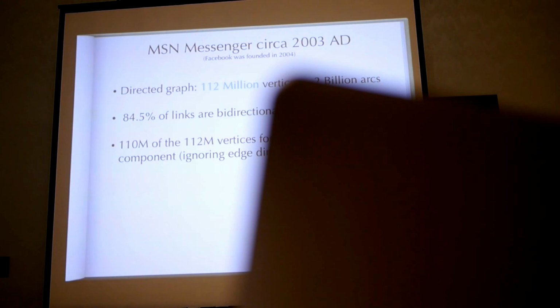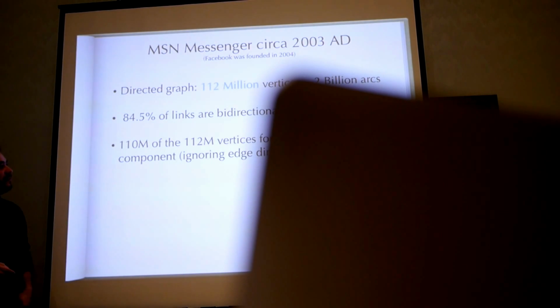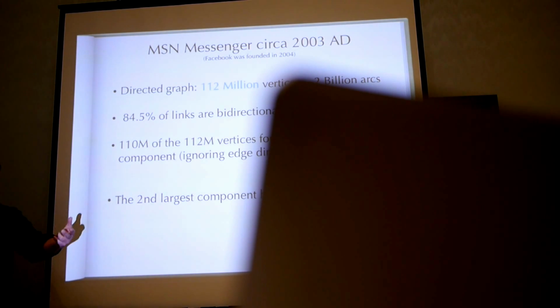Anyhow, there was a moment when Microsoft was the owner of a social network with 110 million people and 2 billion connections. A year later, Facebook is coming. Most of these links are bidirectional. 110 out of the 112 million vertices form a single connected component. The second largest component has 84 vertices. This is one thing that really conforms to the theory of Erdős-Rényi random graphs. It more or less says as soon as a star begins to grow, it'll get absorbed. It is very, very unlikely that we won't have any connection to the big guys.